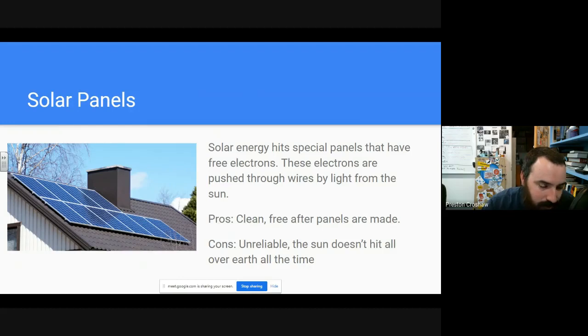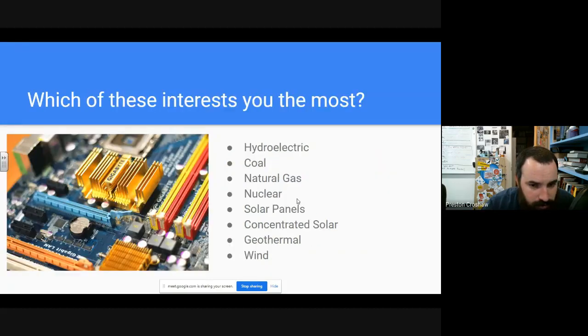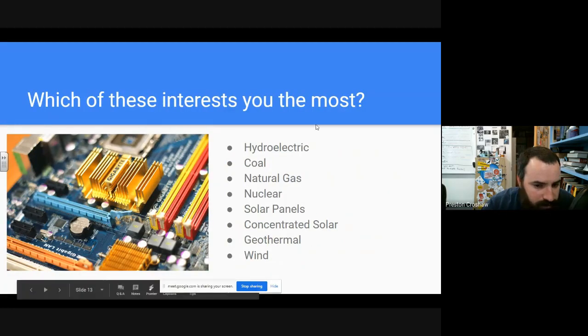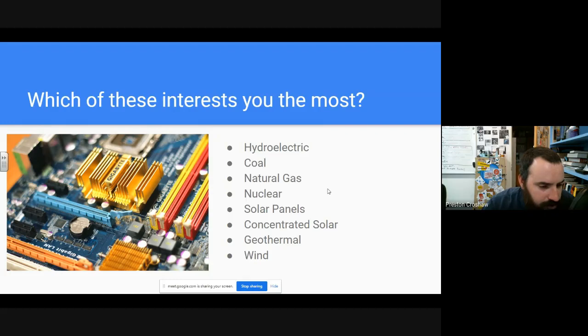And we need to be able to generate electricity for everybody. So there are some problems. Okay, so we talked about all of these: concentrated solar, geothermal, wind, natural gas, coal, hydroelectric. I want you to think about which one of these is the most interesting to you. What is maybe a problem that you think needs to be solved?